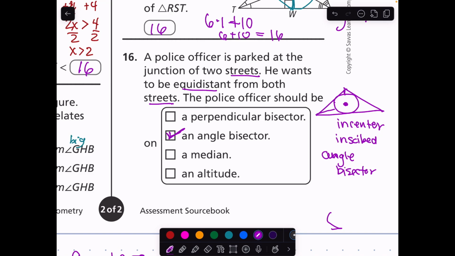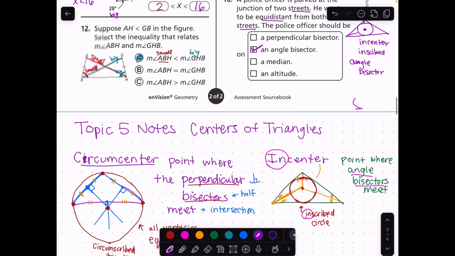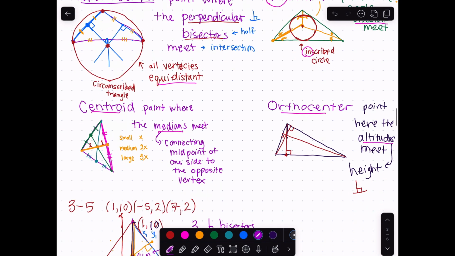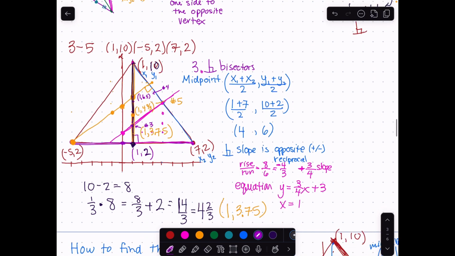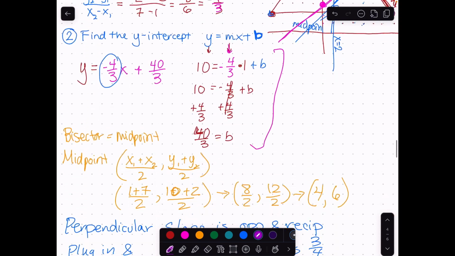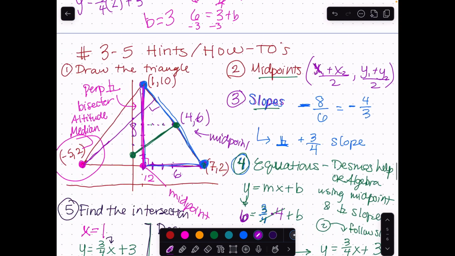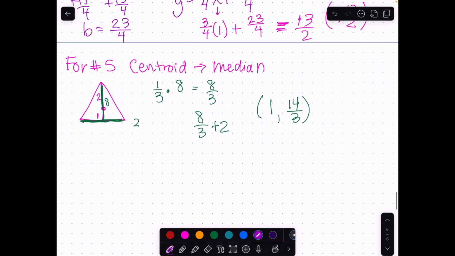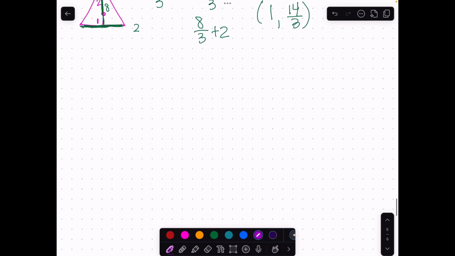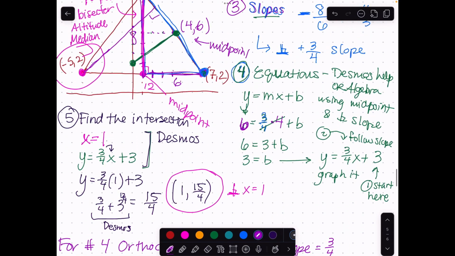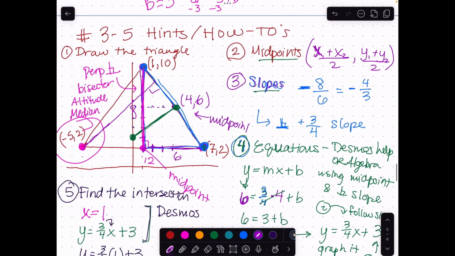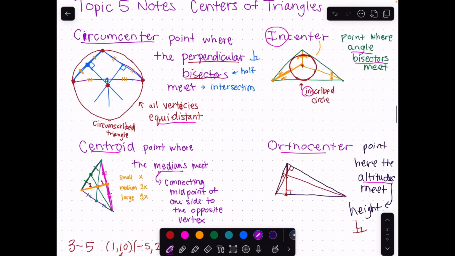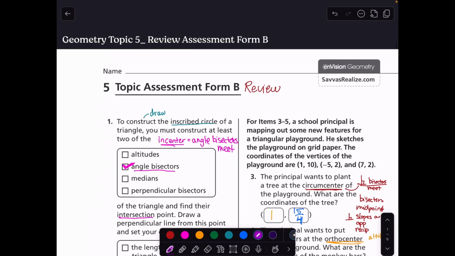Okay, so down below here, I have included all of the notes on the centers. I explained 3 through 5 in like 12 different ways, so any of them would be good that you could use. The one that I actually used for the video was just this one right here. So hopefully one of those helps in the review. All right, good luck.